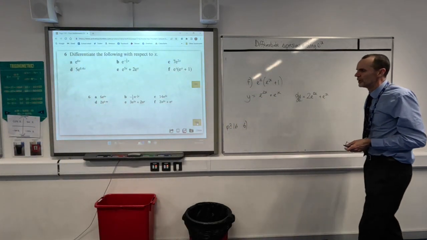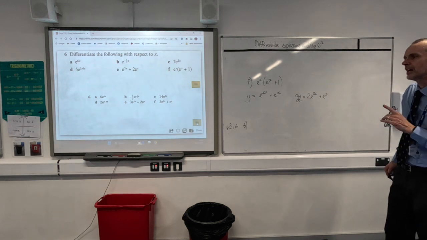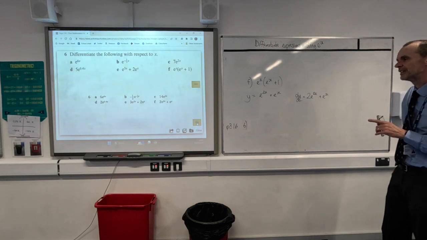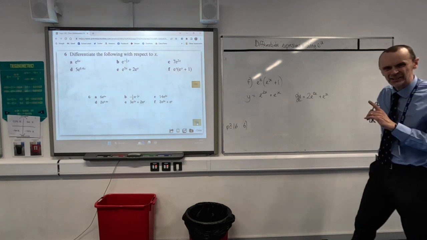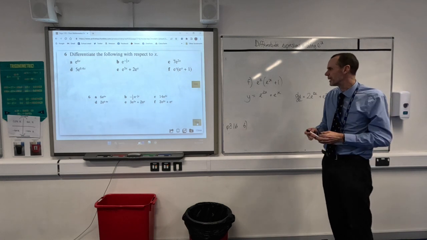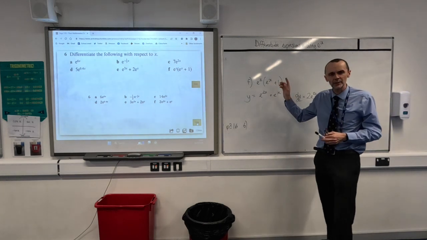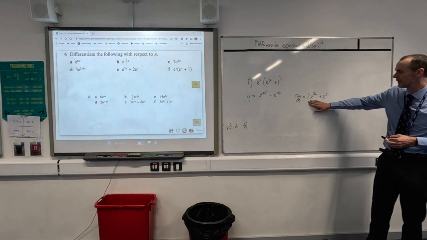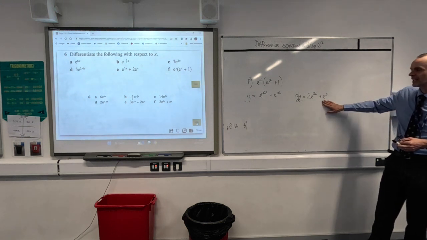So there are your answers. I said with E, just do the two terms separately. And then for F, multiply out the brackets, and it's a neat trick to remember that e to the x times e to the x, you just add the powers, so that's e to the 2x. So when you differentiate, you get 2e to the 2x plus e to the x.